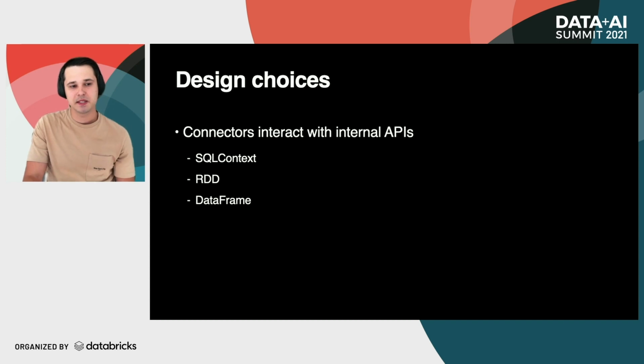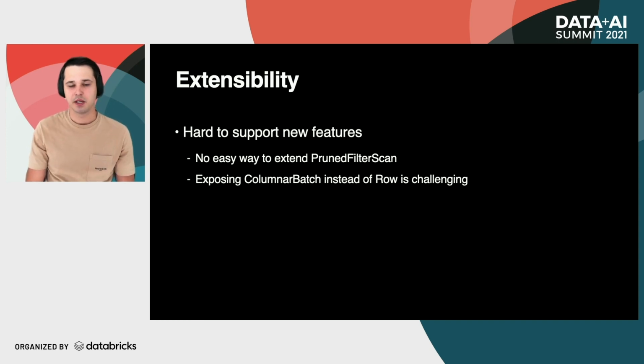Apart from reliability concerns, connectors have to interact with a few internal APIs like SQLContext or RDDs. This makes evolution of Spark internals a bit harder for the community. It is also pretty tough to add new features to the V1 API. If, for example, you want to add limit or aggregate pushdown support, which is something that's been discussed for years in the community, you will probably have to do a lot of overloading of prunedFilteredScan. The same applies to exposing the columnar API because the existing code depends a lot on RDDs and rows.